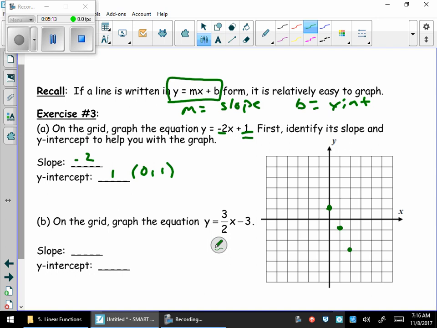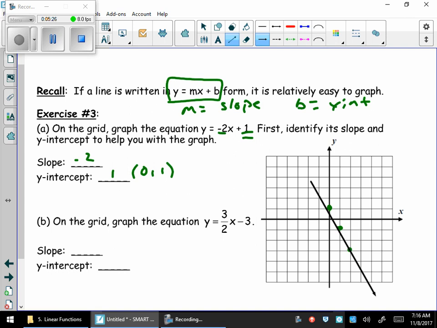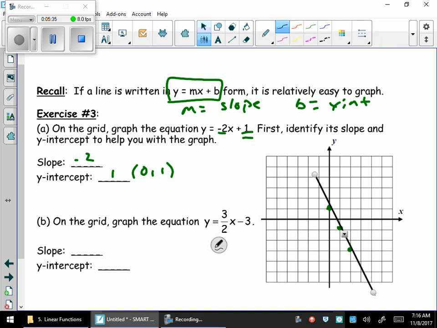We must graph a minimum of 3 points. You can graph 4 if you'd like to, but it has to be a minimum of 3. Once you have that minimum of 3, you're going to use your straight edge and connect those points. Once you've connected the points, you're going to label that line. Please put an arrow on both ends of the line and label it with the equation that we started with. That equation was y is equal to negative 2x plus 1.